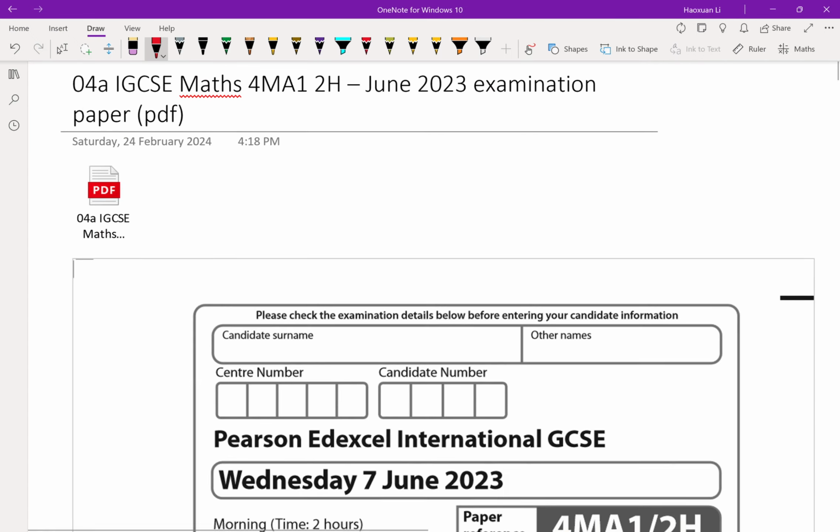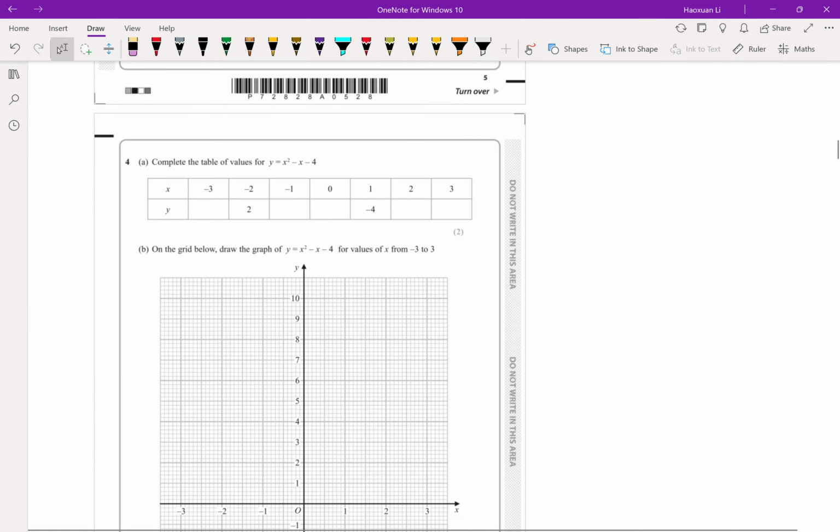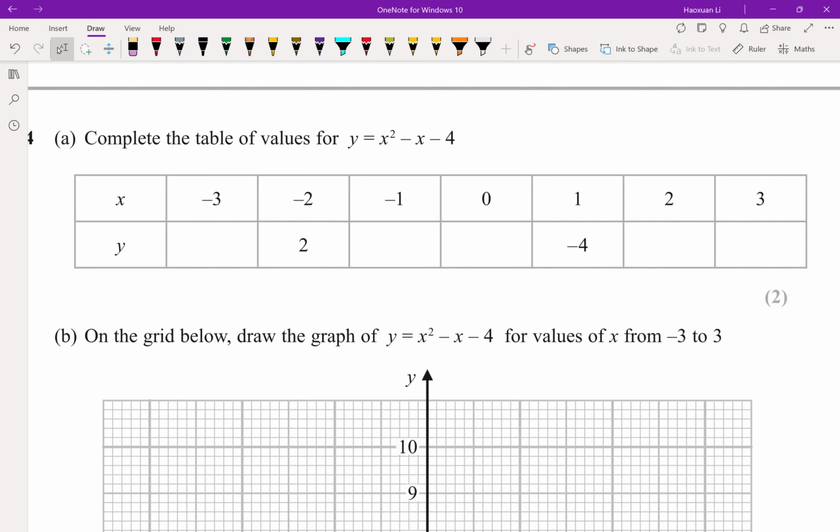Complete the table of values for y equals x squared minus x minus 4. So here, you simply use the calculator to work out each value. I'm just not going to demonstrate it here, but if you plug these values in, the y values you could get will be 8, -2, -4, -2, and 2.